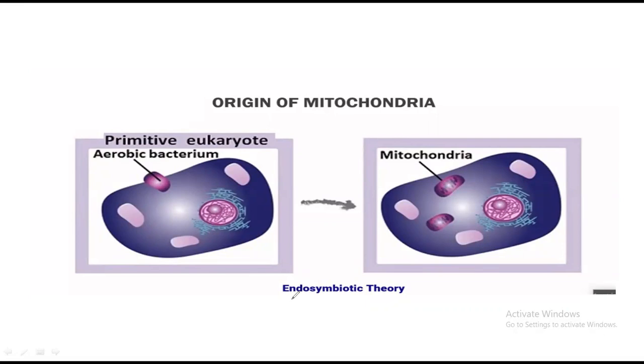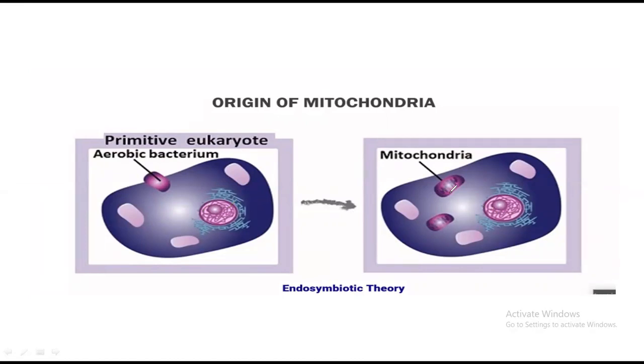In simple terms, endo means entering, and symbiosis means creating a symbiotic relationship. These aerobic bacteria, just to get oxygen, since there was no oxygen in the environment, entered the eukaryotic cell and used its oxygen. They were giving different advantages to the eukaryotic cell. With the passage of time, there was a change in their structure, and they became an essential organelle of the eukaryotic cell.